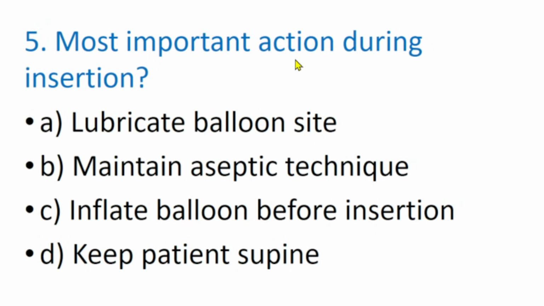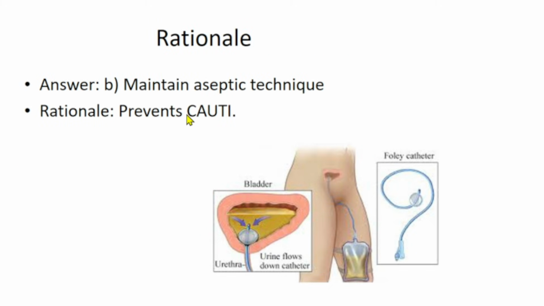Fifth question, most important action during insertion of Foley's catheterization: lubricate balloon site, maintain aseptic technique, inflate balloon before insertion, keep patient supine. Correct answer here, maintain aseptic technique. Because Foley's catheterization is a sterile procedure, we should maintain aseptic technique throughout the procedure. It will prevent catheter associated urinary tract infection. If we are not maintaining a sterile technique, it will cause a urinary tract infection.